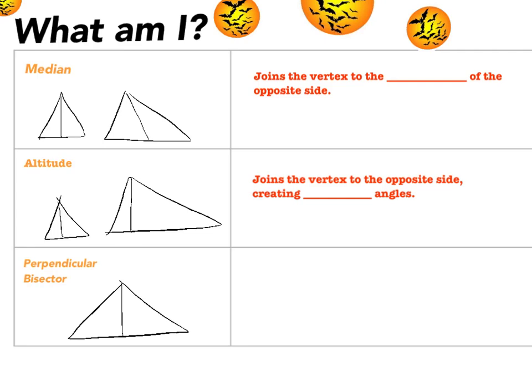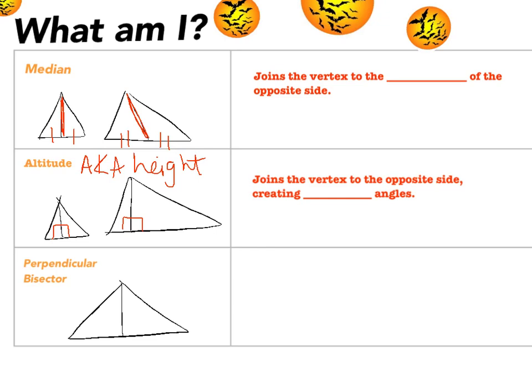The median of a triangle connects the top vertex to the opposite side right at the midpoint. Now that could mean that it looks straight up and down, but it also could be kind of slanted. This line right here is the median. For the altitude, also known as the height of a triangle, the height of a triangle always hits at a right angle. So that's really important to know as well.